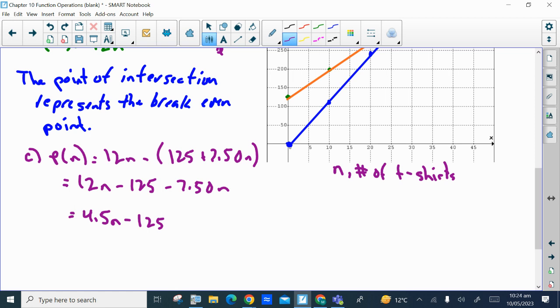Part D, identify the domain for the cost, revenue, and profit function in the context of this problem. Well, the domain would be that you can't have anything less than 0 shirts. You can't make less than 0 shirts, you can't sell less than 0 shirts, and you can't have a profit based on 0 shirts. So the domain for the context of this question would be from 0 to positive infinity. 0 could be included, the positive infinity not. Okay?